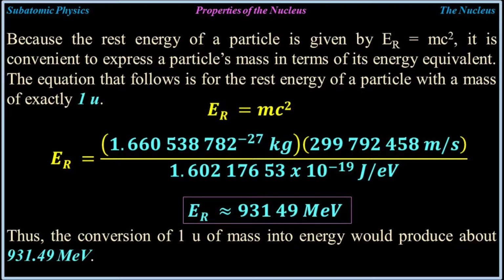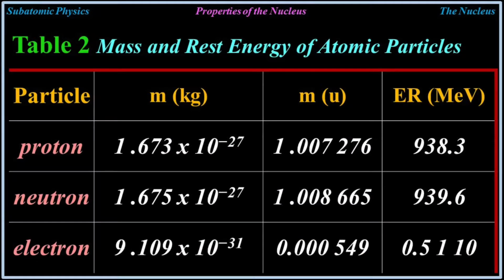Because the rest energy of a particle is given by E_R equals mc squared, it is convenient to express the particle's mass in terms of energy equivalent. The equation that follows is for the rest energy of a particle with a mass of exactly 1 u, E_R equals mc squared. And there is an example problem. Thus, the conversion of 1 u of mass into energy would produce about 931.49 mega electron volts. Here's Table 2, mass and rest energy of atomic particles.